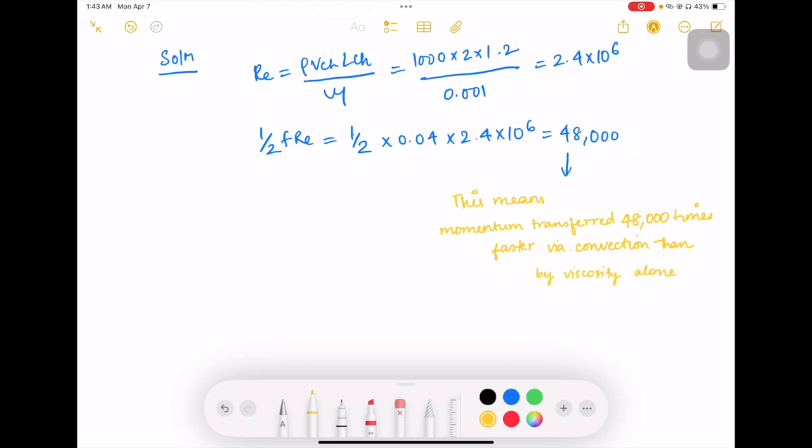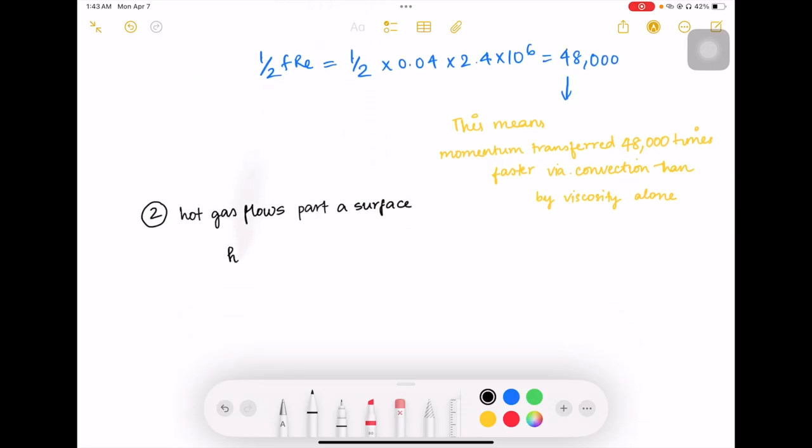Now let's go to the next question. The next question says a hot gas flows past a surface, right? With the following parameters: heat transfer coefficient H is given as 60 watt per meter square Kelvin. Characteristic length LCH is given as 0.25 meter, and thermal conductivity K is given as 0.03 watt per meter Kelvin. Very simple question. We need to find the Nusselt number.